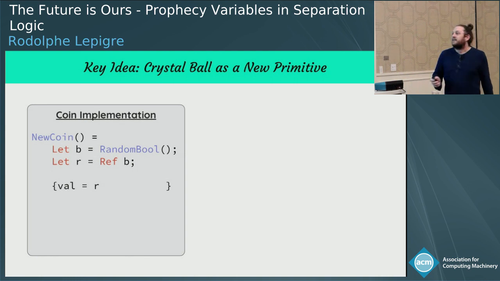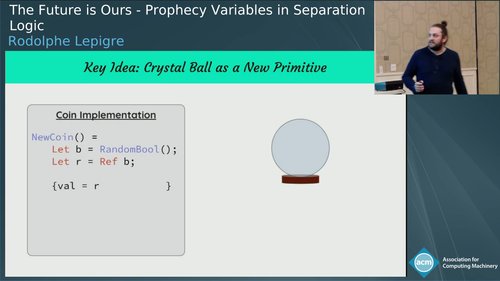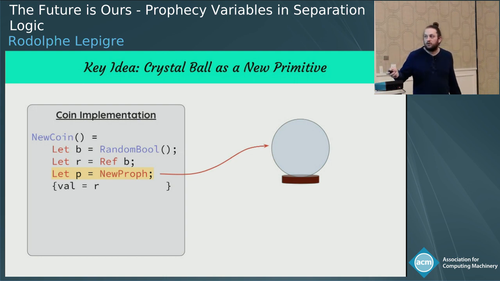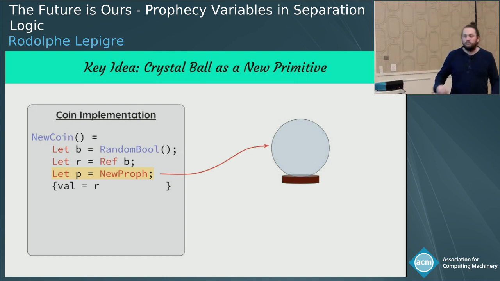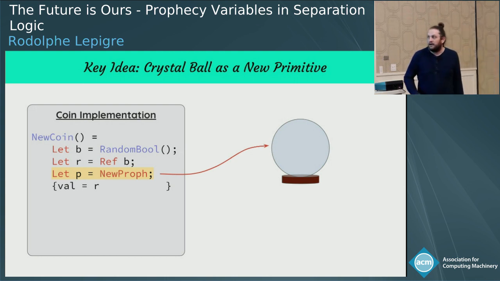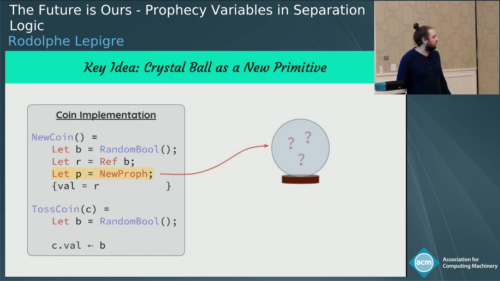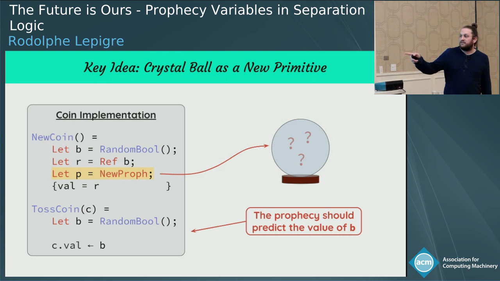So let's dive in. Remember I told you that we need to use a kind of crystal ball. So why not just introduce that as a primitive to the language? We do exactly that, and we introduce a new operation called newproph that creates a prophecy variable, and it really corresponds to our crystal ball. Now, we have a crystal ball, but we still haven't asked any question yet. So what is it we want to predict? This has to do with the tossing operation. What we want to predict is precisely the value of this Boolean b in toss coin.